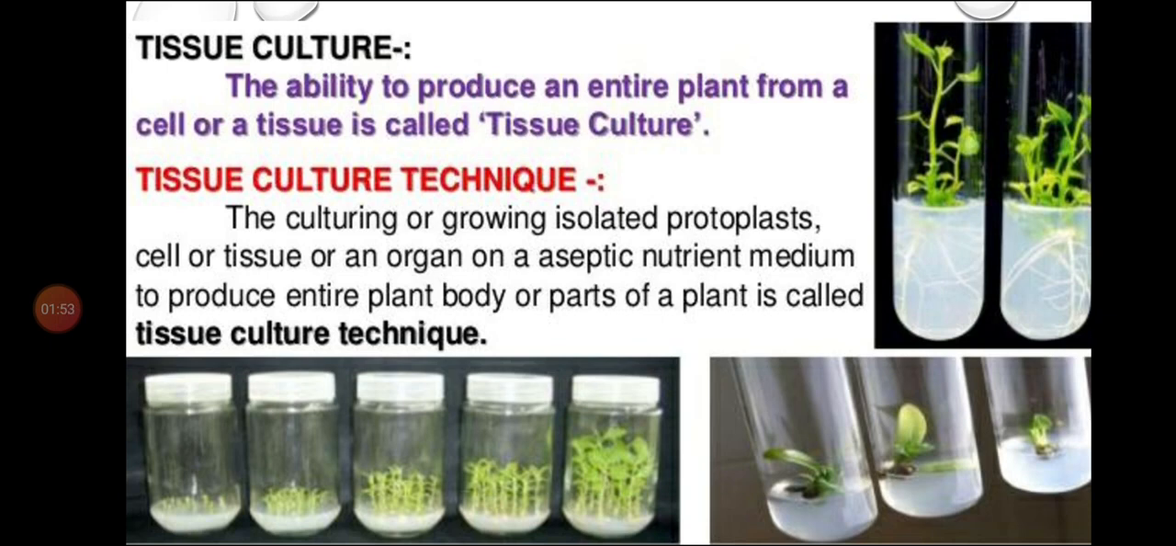When I say aseptic controlled conditions, that means conditions of light, humidity, temperature, etc., for achieving the different objectives. So we can say that isolated cell, tissue or organ are grown in vitro, which means inside, on a solid or liquid nutrient medium under aseptic and controlled conditions of light, humidity and temperature for achieving the different objectives. The part of the plant that is used in tissue culture is called the explant.